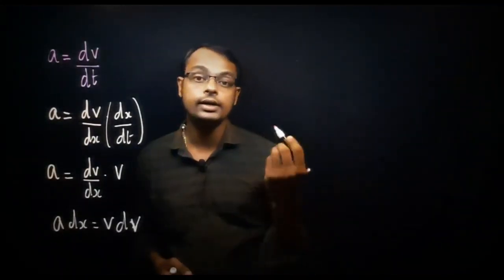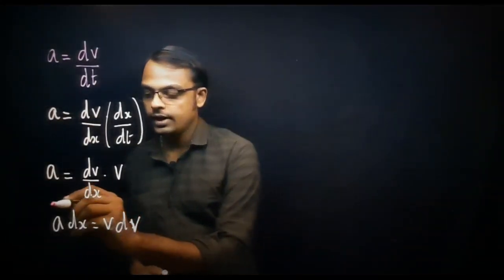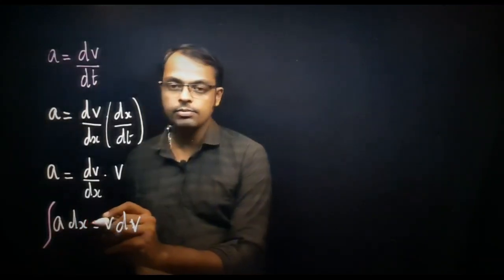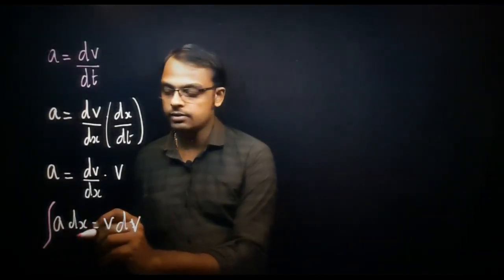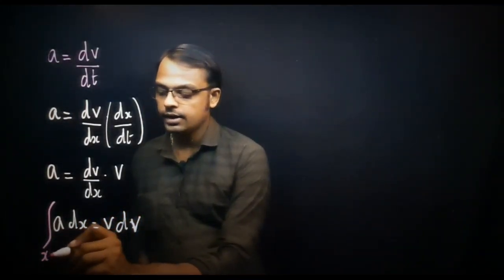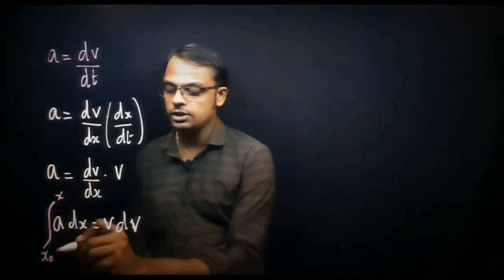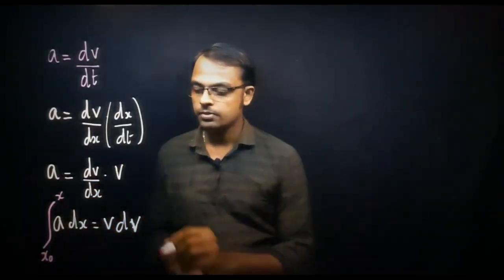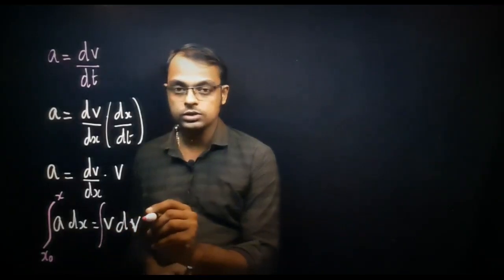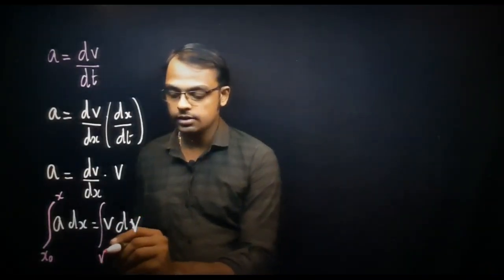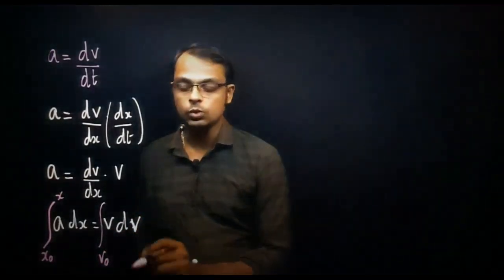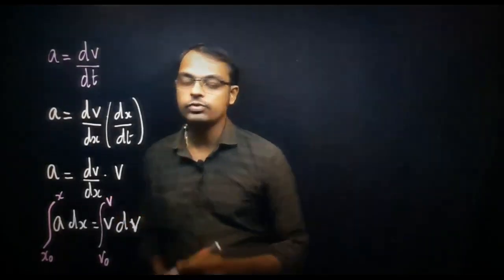You have to do the integration. So left hand side if you integrate, what is the limit here? Variable is displacement, right? So I can write here x0 to x, initial position to final position. Here what is the variable? Velocity is the variable, right? So I can write here initial velocity as v0 and final velocity as v.